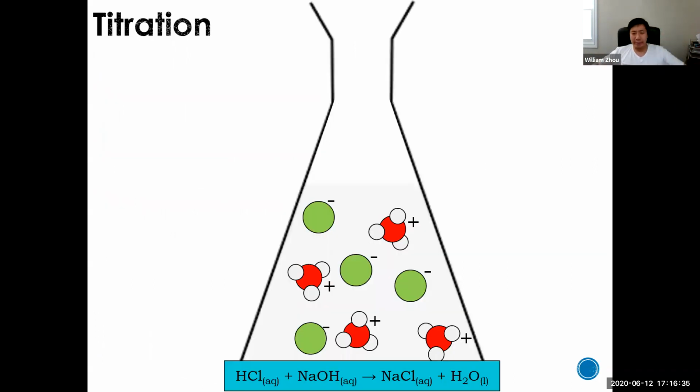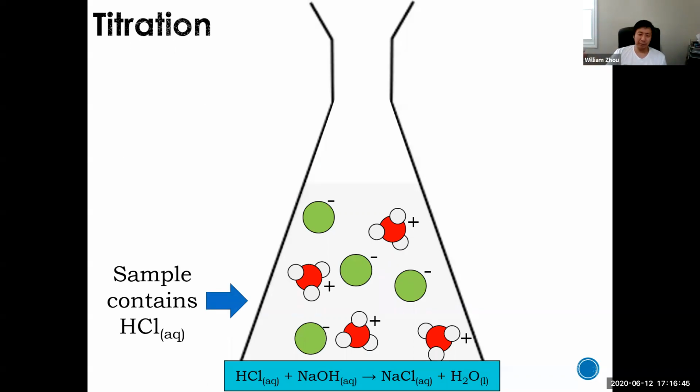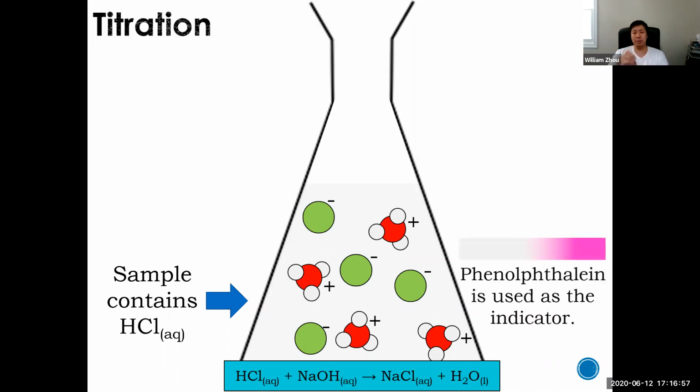So here is a visual of what I'm talking about. This is a simulated titration. So I have here a flask. This sample contains hydrochloric acid. The green circle represents the chloride. The red with the 3 white ones represent hydronium. So this is hydrochloric acid. We are going to use phenolphthalein as the indicator. This is the most common indicator that we use.